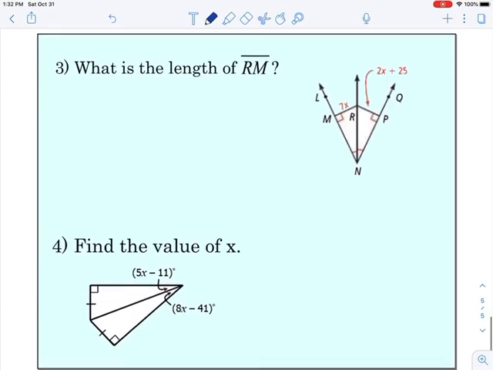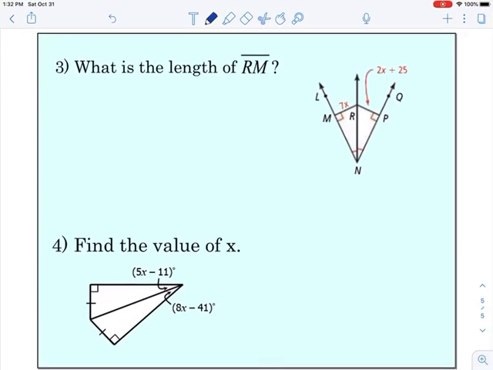Okay, so our last two problems here. What is the length of RM? RM is represented by 7x, and our other piece is represented by 2x plus 25. So if we're told that these two angles are congruent, that means that this piece has to be equal to that piece. So I'm going to set 7x equal to 2x plus 25. Subtract 2x from both sides, and I'm going to have 5x equals 25. Divide both sides by 5, and x is going to equal 5.